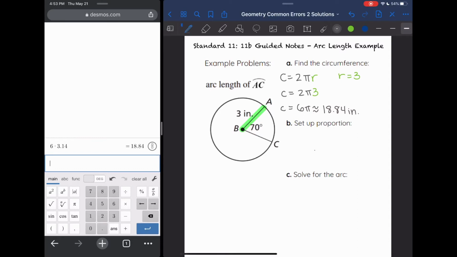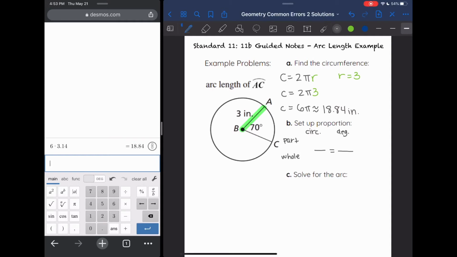The next step to finding the arc length of arc AC is to set up a proportion. A proportion is always two fractions that are proportionate or equal to one another. Fractions are always made up of a part and a whole. The part and whole are representing the two components of an arc length. One of the components is the circumference, or the measure around the edge of the circle, and then the other component is the degree measure.